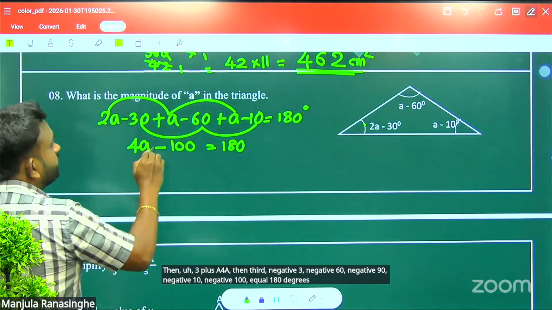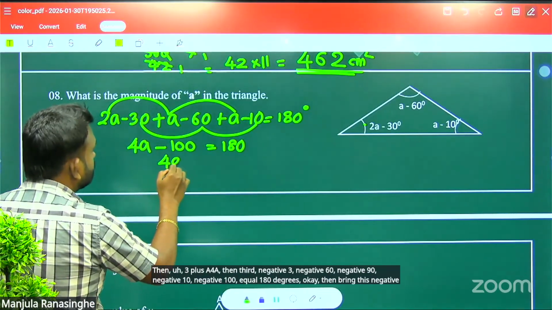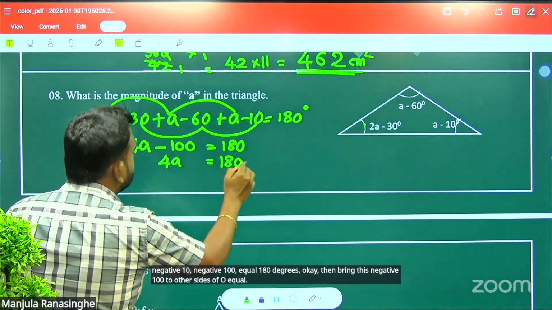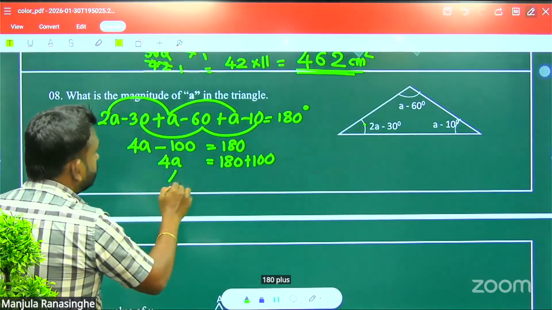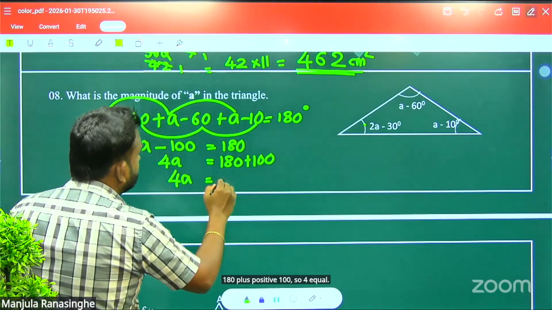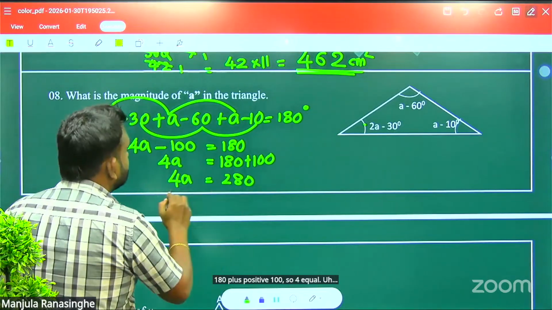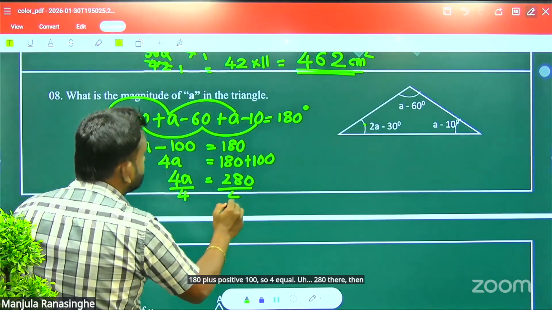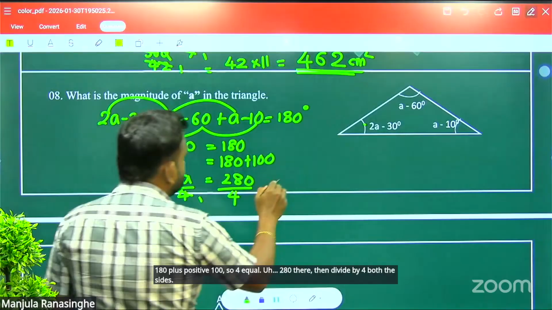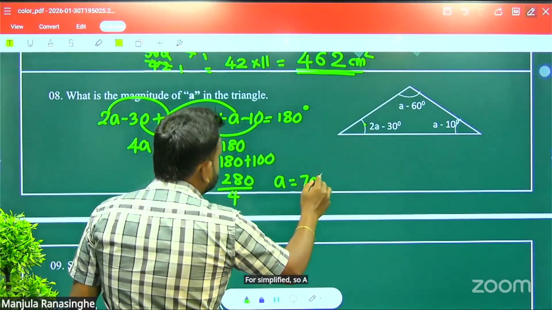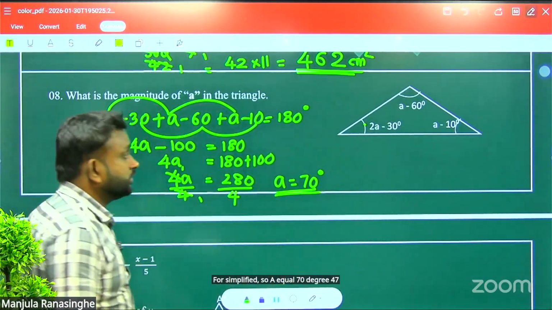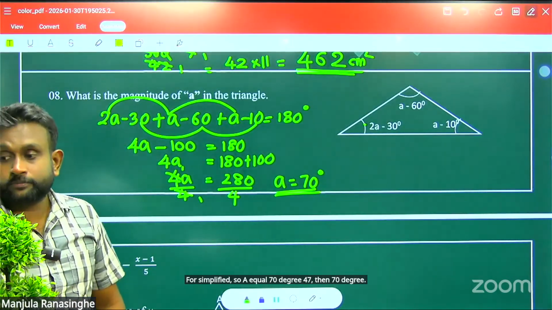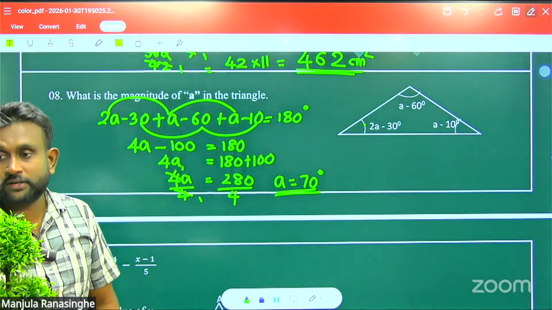Okay, then bring this negative 100 to other side. So 4a equal 180 plus positive 100. So 4a equal 280 there. Then divide by 4 both the sides. 4 simplified. So A equal 70 degree. 4 7s, then 70 degree. Right, complete.